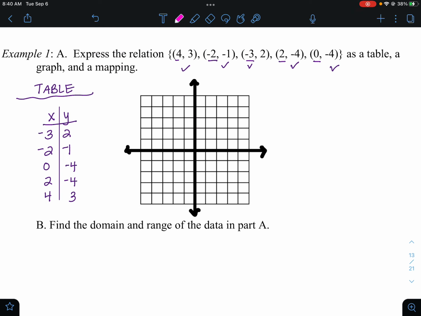So for (4, -3), that means I move 4 in the positive direction and 3 in the negative direction. Then I'm going to do left 2, down 1 for (-2, -1). For (-3, 2), I'm going to go left 3 and up 2. For (2, -4), I'm going to go to the right 2 and down 4. And then for (0, -4), I'm not going to move left or right. I'm just going to go down 4. So there's our ordered pairs.